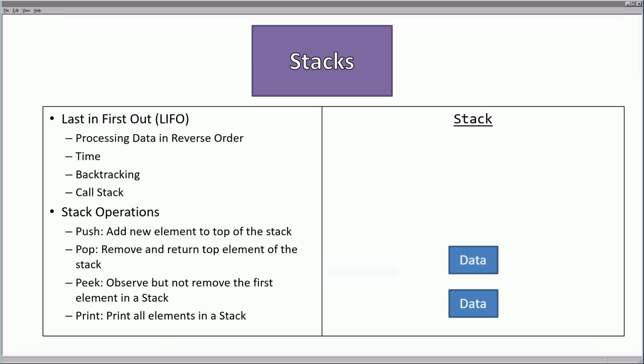A queue is first in, first out, FIFO. A stack is last in, first out, LIFO. Stacks are great for processing data in reversed order. They're also a great data structure to use for this technique called backtracking. Now, just like before with a queue, a stack is essential to how we do computing.